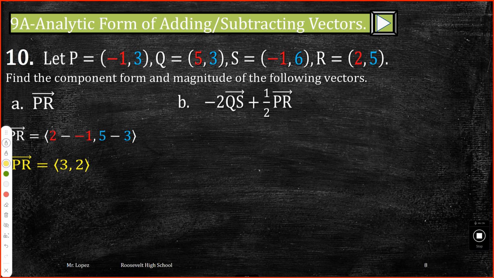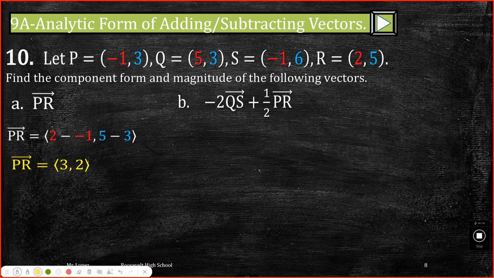B. -2 times vector QS plus 1/2 of vector PR. All right. So the way we're going to do this, let's go step by step on this one, because we've got to be able to do that quick.